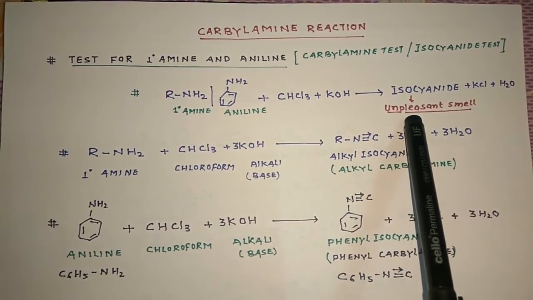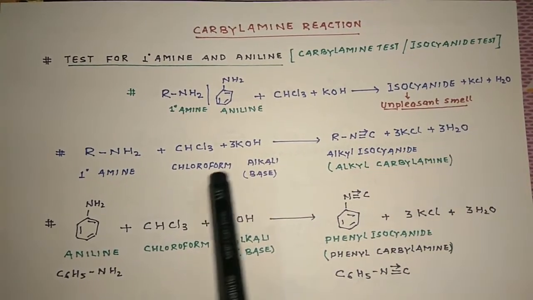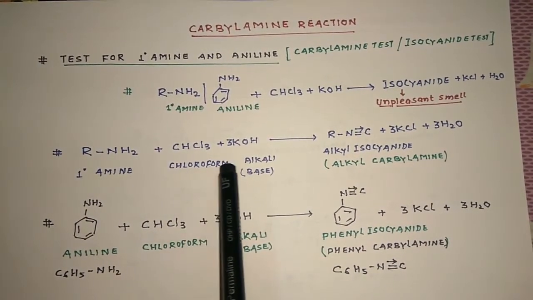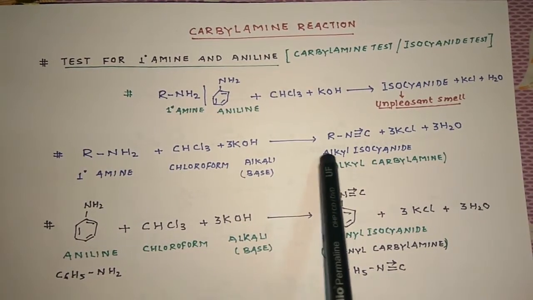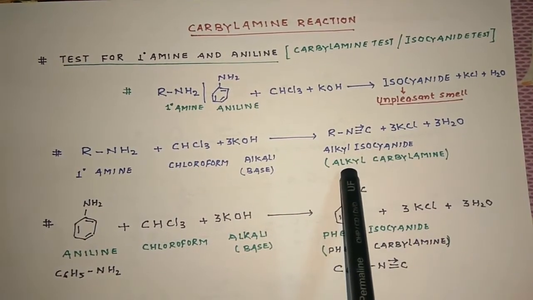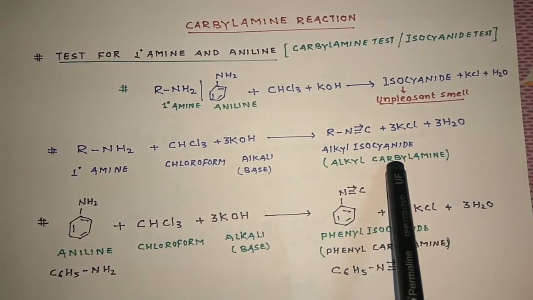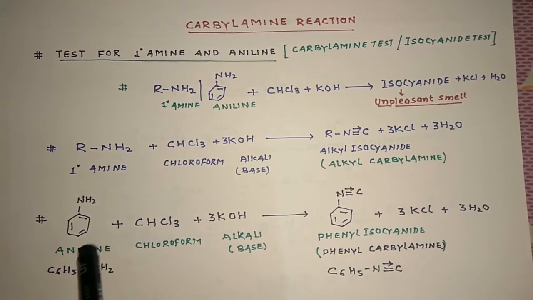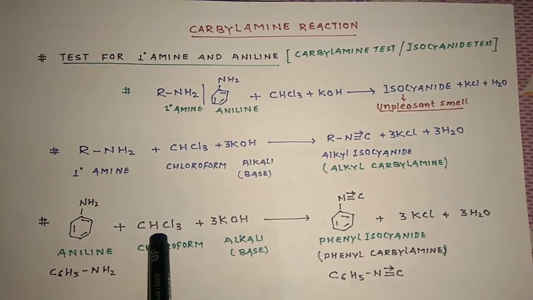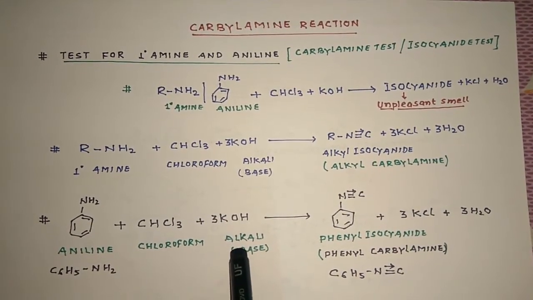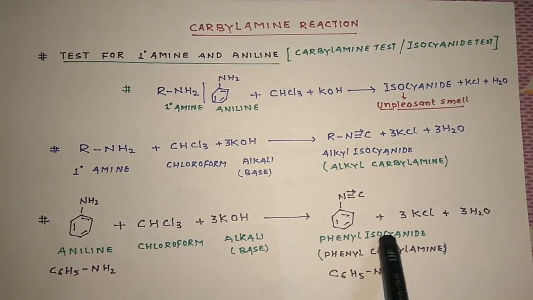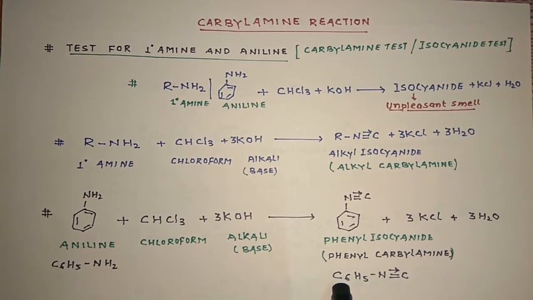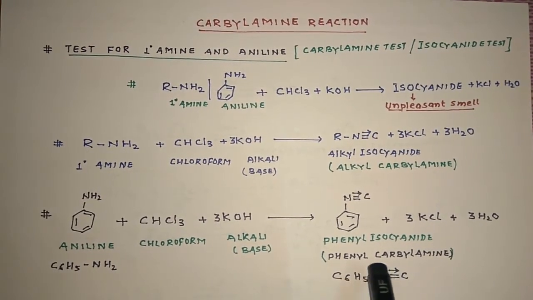The smell of isocyanide is unpleasant. When primary amine reacts with chloroform and alkali, it produces alkyl isocyanide. It is also known as alkyl carbylamine, and KCl and water. When aniline reacts with chloroform and alkali like KOH, it gives phenyl isocyanide, KCl, and water. Phenyl isocyanide is also known as phenyl carbylamine.